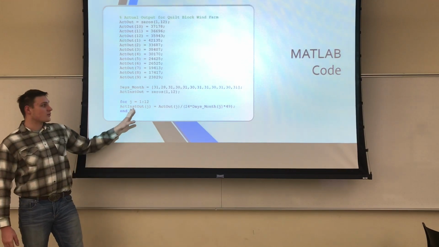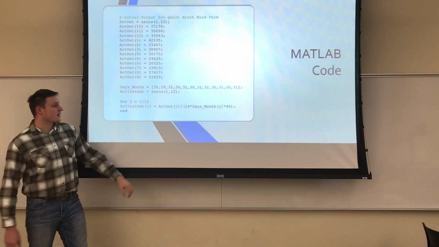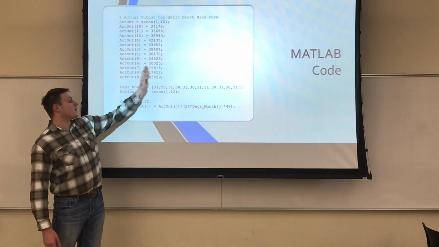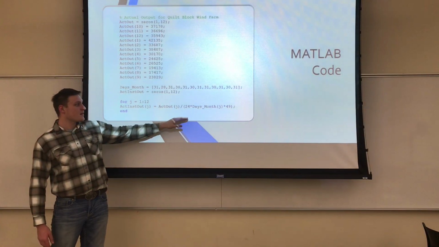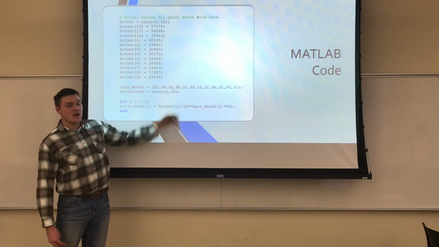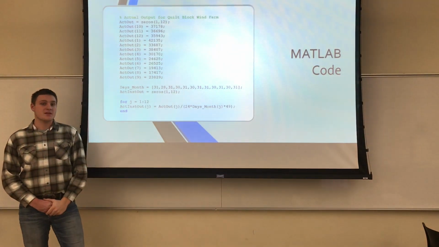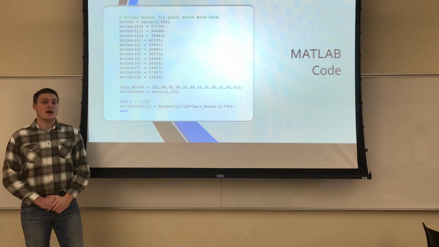We then created a for loop that went through each month. What it does is it takes the actual output from above and then divides it by 24 for 24 hours in a day, and then divides it by the number of days in the month, which can be found in the array above, and then divides it by 49. It divides it by 49 because that's the number of wind turbines on the farm.